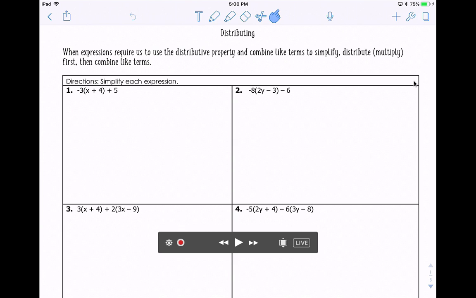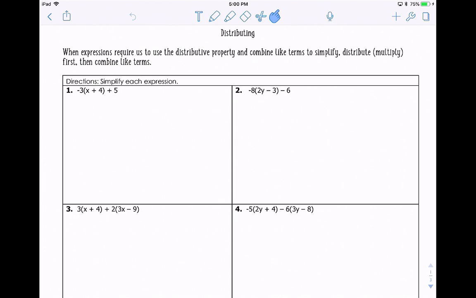Okay, so the last little bit of notes we're going to do, we're only going to do a couple of these, is about distributing or distribution. So when an expression requires us to use the distributive property and combine like terms to simplify, we distribute, which means to multiply first, then combine like terms. So hopefully you remember that parentheses mean to multiply, so distributing means to multiply.